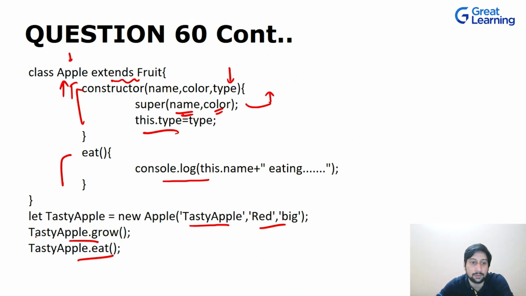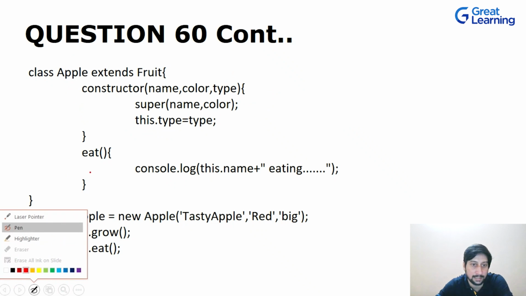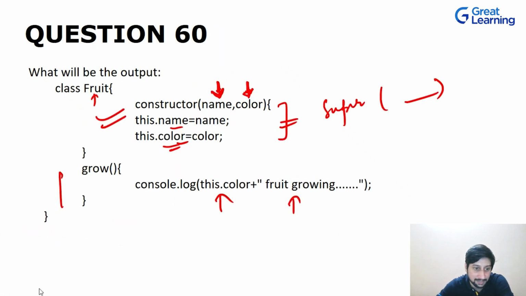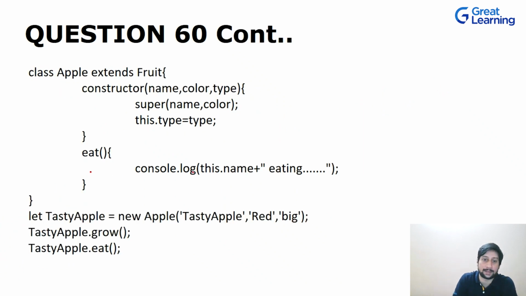Now let's try to debug this program. Let's erase everything on the previous slide as well. This is a little bit tricky, but you will get it. So you're creating an object of the Apple class, and you're calling the constructor of this class, passing in tasty apple, red and big. So you have the name as tasty apple, color as red, and type as big.